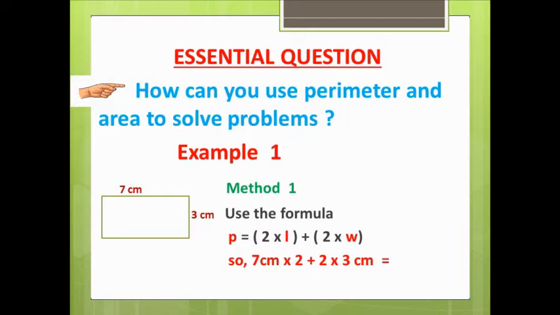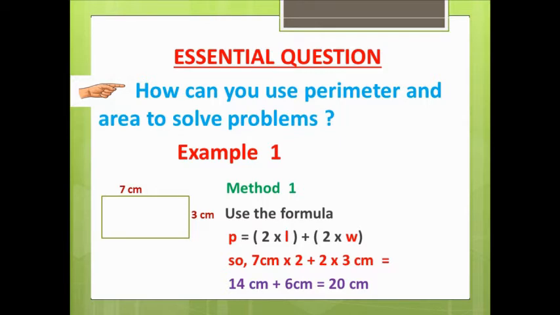You go to the other side, there are two sides that have 3 centimeters. 3 centimeters and the other one is 3 centimeters. So those are two sides. You see, 2 times the given width, that is 2 times 3. When you have done that, 7 times 2 is 14, and 2 times 3 is 6. Then add the two results. That is 14 plus 6, and you are going to get 20 centimeters.